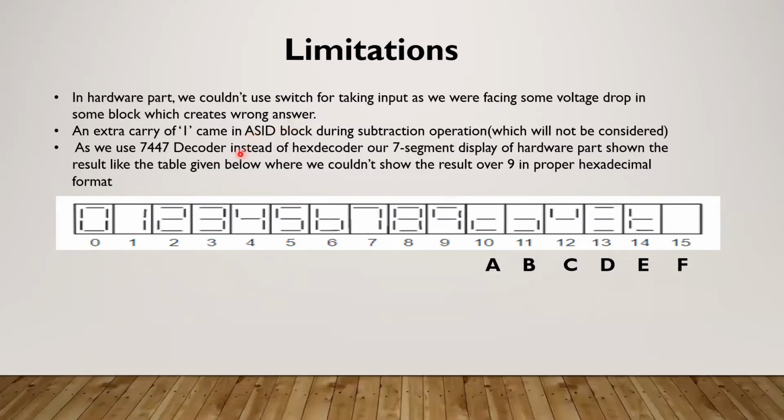For our display, we used a 7447 decoder instead of a hex decoder. Thus, we couldn't show the result properly if the digit was over 9, and they seem like this. During our simulation of the ASID block, we did not consider the carry out, which we will use in the video later.